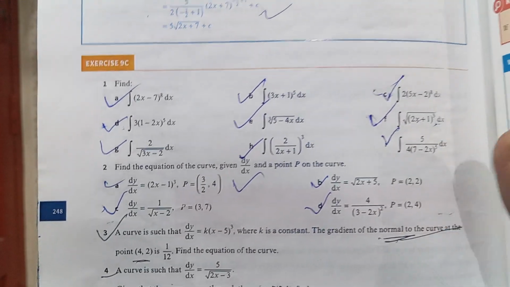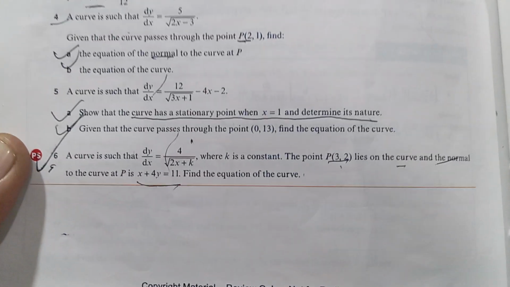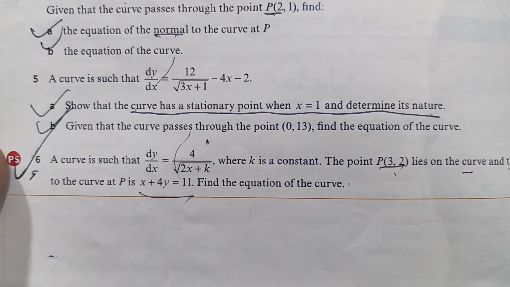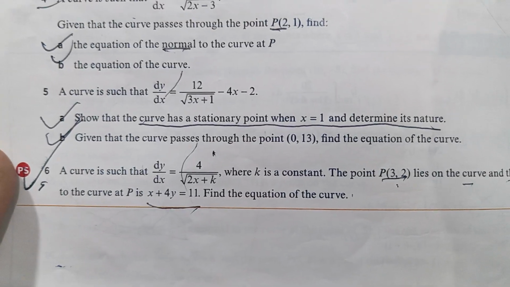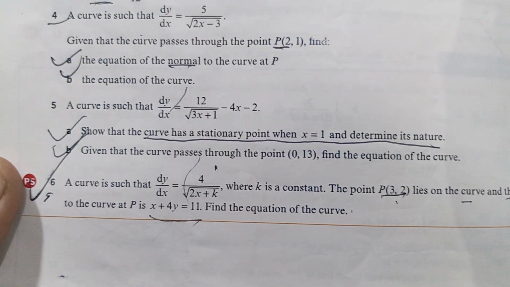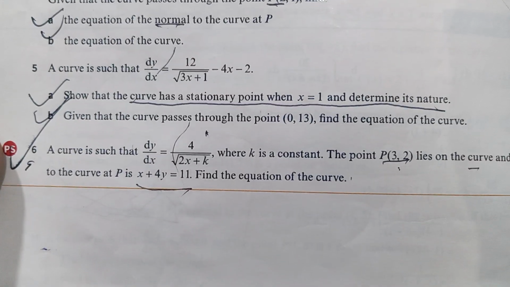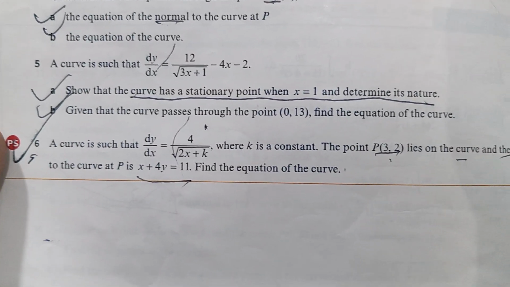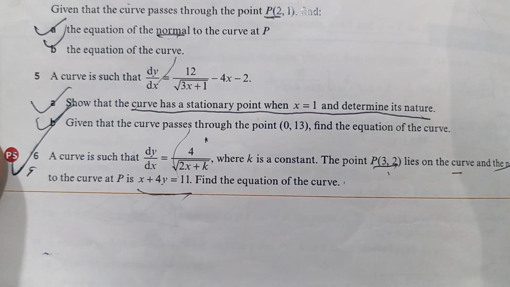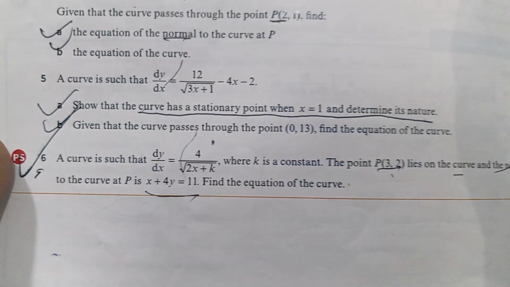So my dear students, exercise 9C, now we are going to work on question number 5. It says a curve is such that dy by dx equals 12 divided by the square root of 3x plus 1, minus 4x, minus 2. Show that the curve has a stationary point when x equals 1 and determine its nature. Part B: given the curve passes through the point (0, 13), find the equation of the curve.